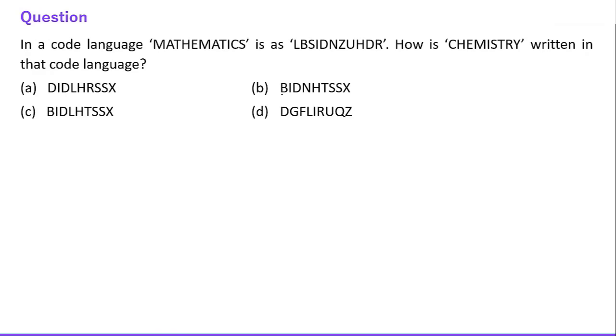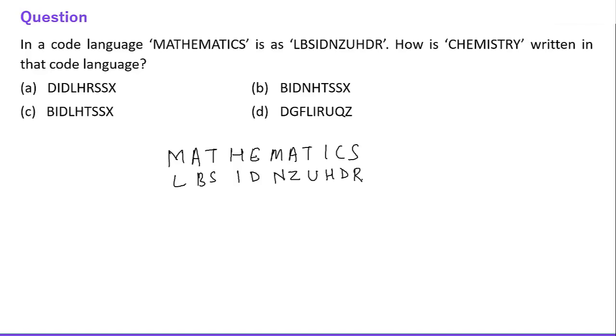The next question is saying, in a certain code language, mathematics is written as LBSIDNZUHDR. Okay. So mathematics. See, L M, this is minus 1, this is plus 1, this is minus 1, this is plus 1, this is minus 1, this is plus 1, right? So this is alternate minus 1, plus 1, minus 1, plus 1. So chemistry they are asking actually, right? Chemistry they are asking. Okay. So alternate minus 1, plus 1, minus 1, plus 1, right?